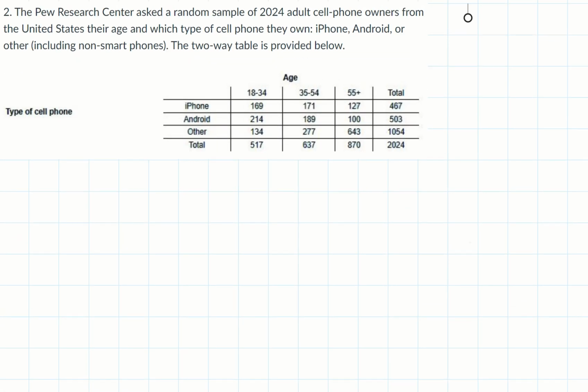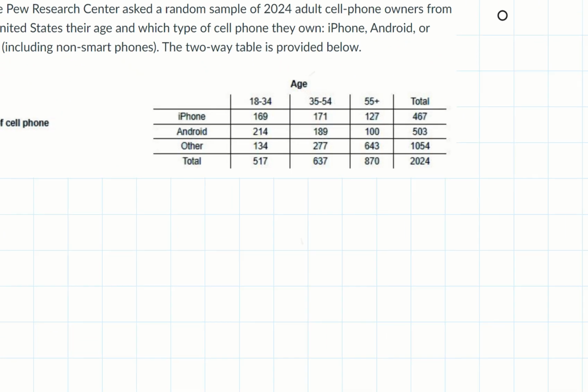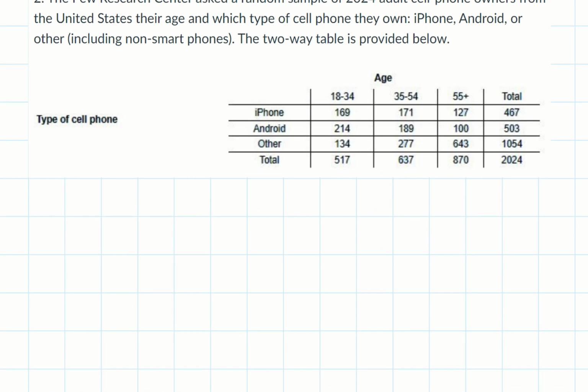So the Pew Research Center asked a random sample of 2024 adult cell phone owners from the United States their age, and which type of cell phone they own: iPhone, Android, or other, including non-smartphones. The two-way table is provided below. Notice that our variable here, the type of cell phone, is categorical. iPhone, Android, other. This is not numerical. This is a category, right?